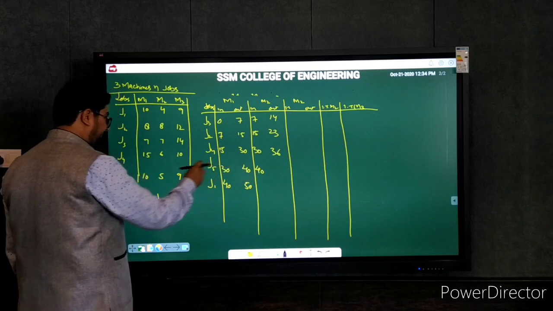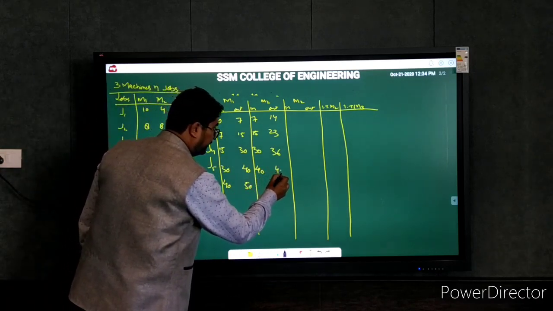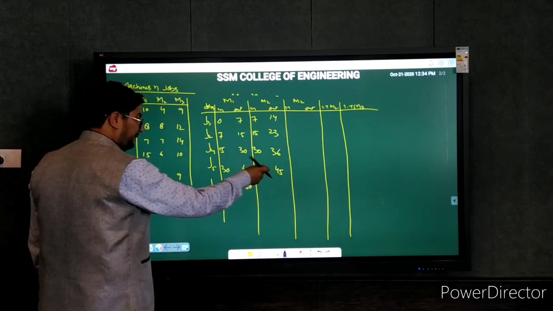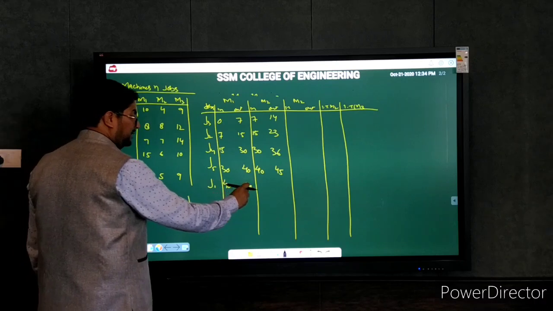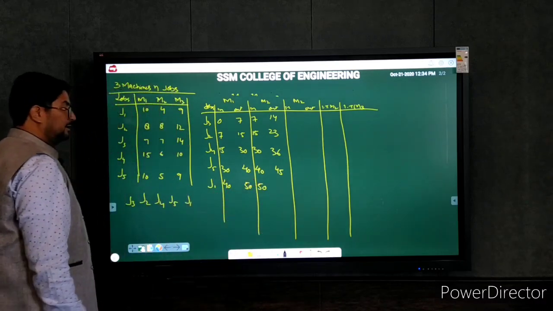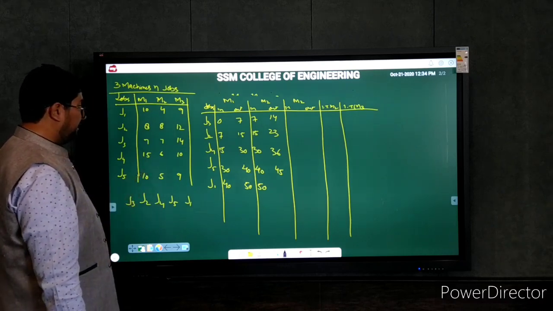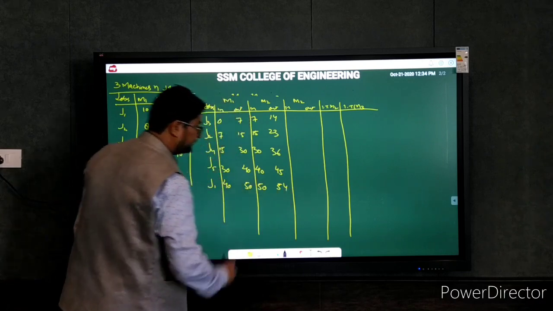Then J5 takes 5 hours, so it will be completed at 45. At 45 we should have taken job first, but it will be available only at 50. So we'll take J1 at 50. It takes 4 hours, that becomes 54.